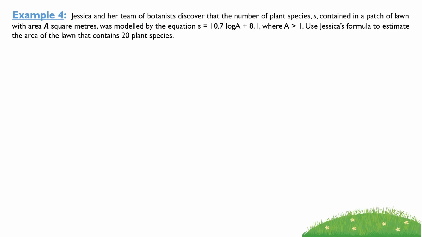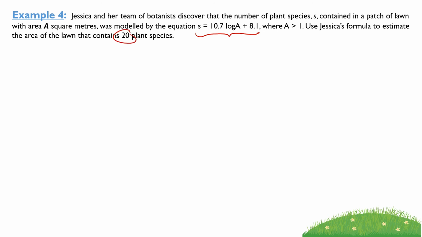Example 4. Jessica and her team of botanists discovered that the number of plant species, S, contained in a patch of lawn with an area A square meters is modeled by this equation. Of course, A has got to be greater than 1. Use Jessica's formula to estimate the area of the lawn that contains 20 plant species.